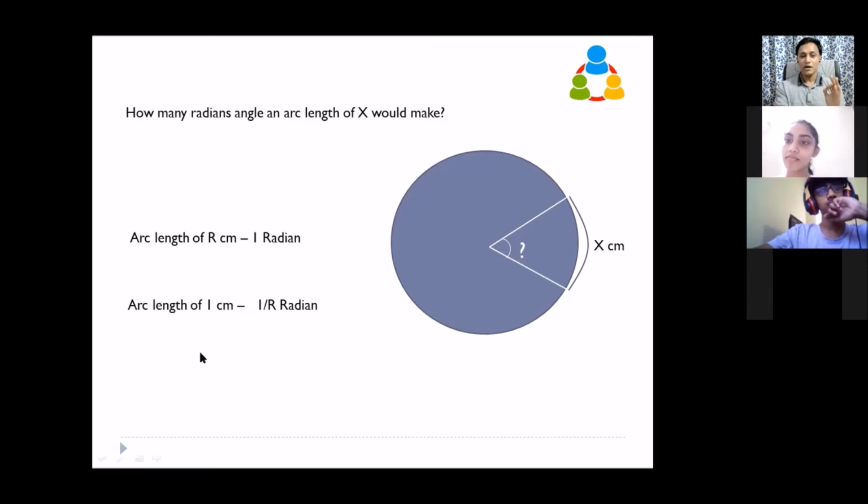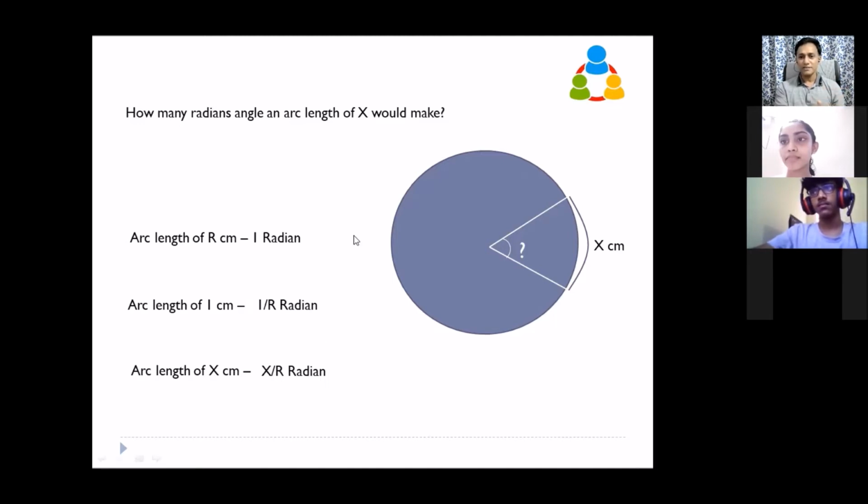Now, what is the question? How much will x centimeter make? You got the unit value, 1 by r. Now that is 1 by r into x, which is x by r. You see, this is a beautiful expression. You want to see the angle made by any length of any circle, you can just divide that length by radius. You get that value in radians. This is widely used in so many problems, so many applications. It's such a simple equation, right?